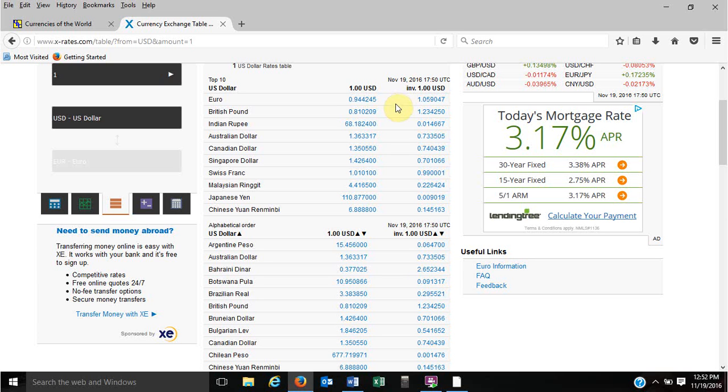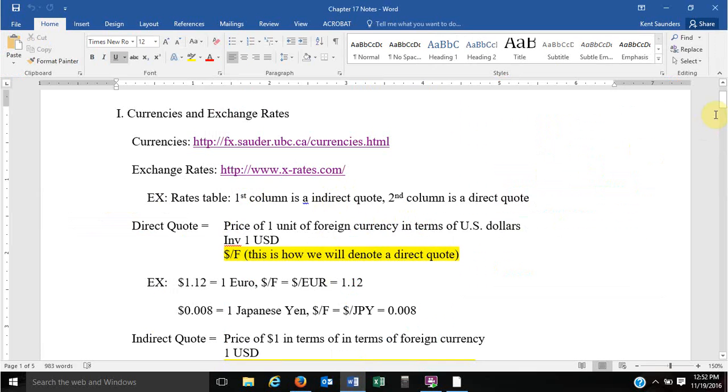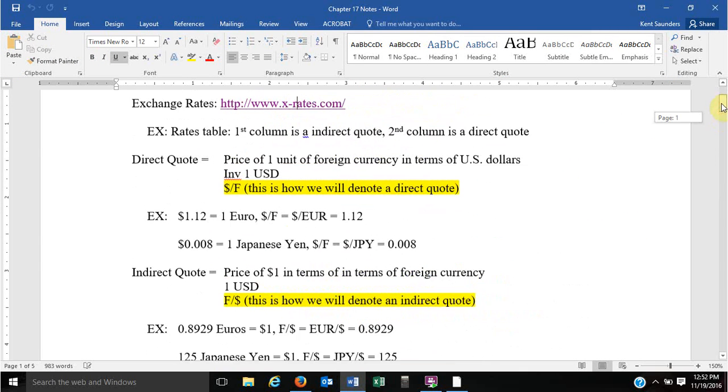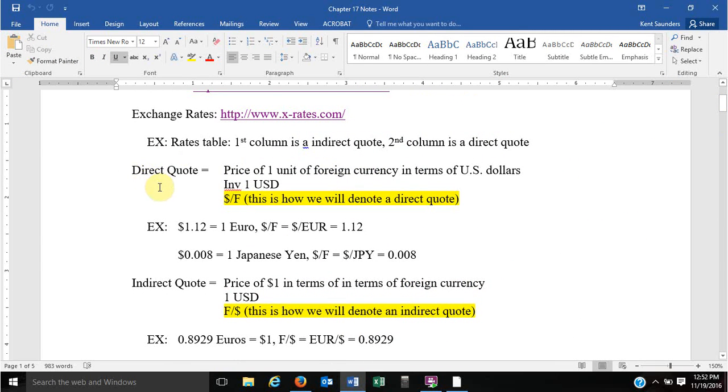Okay, let's see if we can help clarify that a little bit with our notes. Direct quote, that is the price of 1 unit of foreign currency in terms of U.S. dollars. That's that inverse one U.S. dollar column in the exchange rate website. I've highlighted this because we'll use this terminology from time to time when I ask questions, or also when we express the other two big concepts from Multinational Financial Management, Chapter 17.